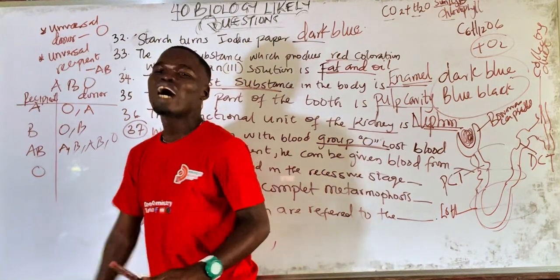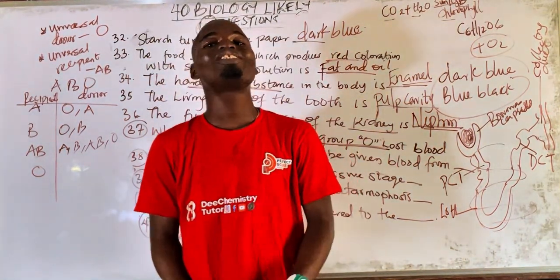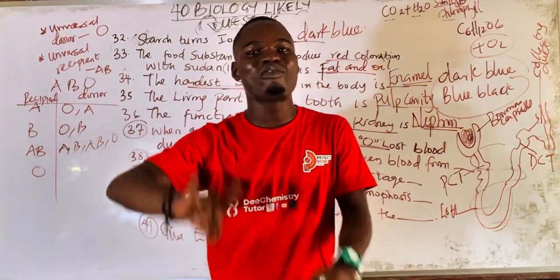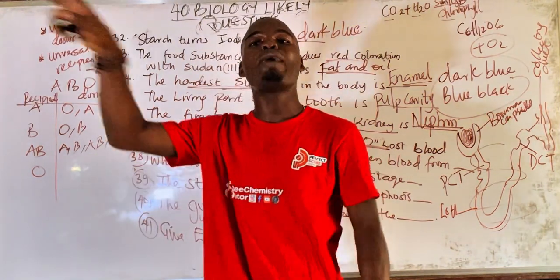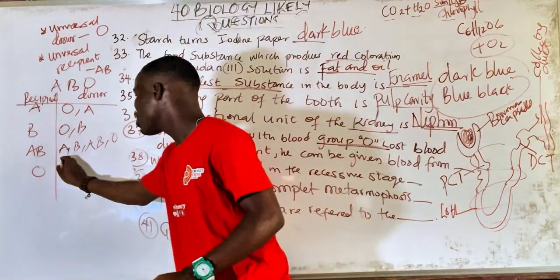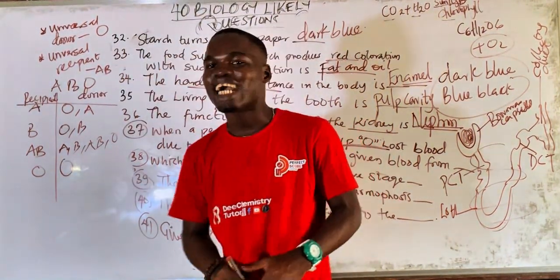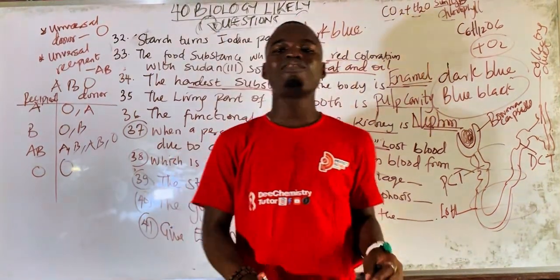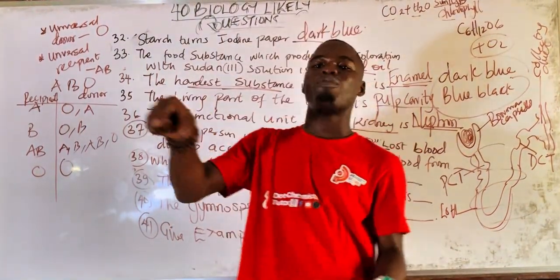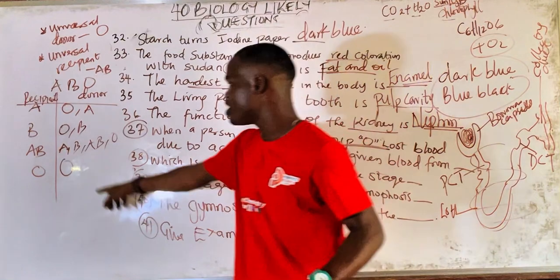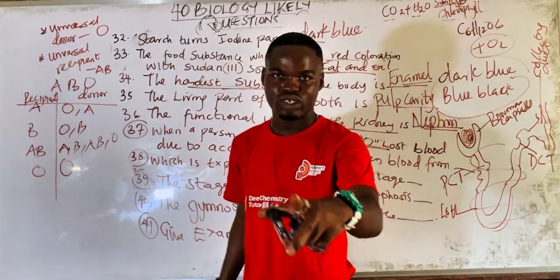Now, blood group O as a recipient cannot receive from A, B, or AB. It can only receive from O, because it can donate to all of them but cannot receive from all of them. The only one that can receive from all of them is AB. There's a reason for that, actually.